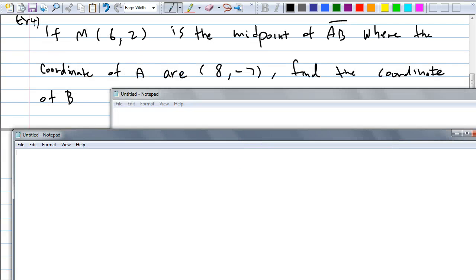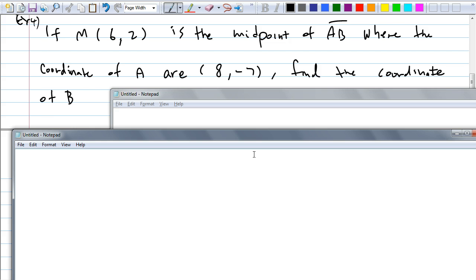Okay, example 4, it says if M (6, 2) is the midpoint of line segment AB, where the coordinates of A are (8, negative 7), find the coordinates of B. So this is kind of working backwards. But it's not that hard. You just use the formula. That's all you have to do. Everybody try, and of course, you could help each other out. Okay, so how do we do this one?